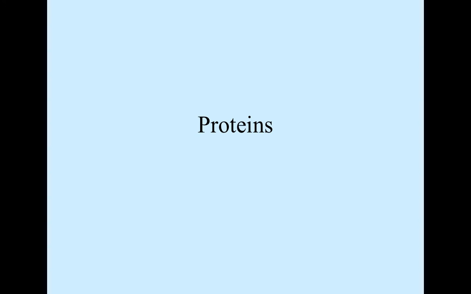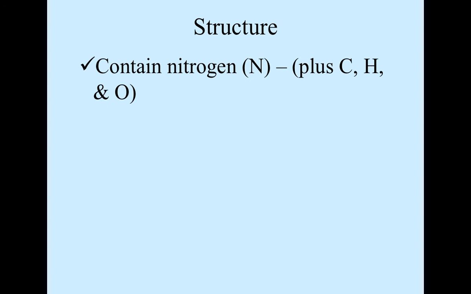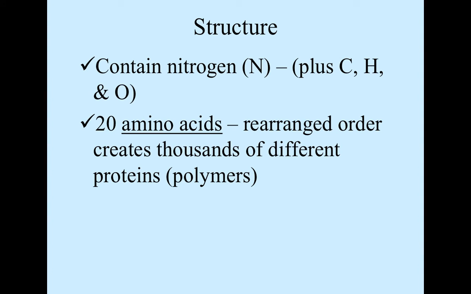Flipping over to the back side, we're going to take a look at the proteins. Proteins contain nitrogen. This is new. Again, it still has the carbon, hydrogen, and oxygen like the other 2, but when you have those 3 plus nitrogen, nitrogen's kind of the giveaway, if it's the only other element there, that you have a protein. Proteins are made of 20 amino acids, and they can be arranged in different orders to create thousands of different proteins. So the amino acids are the monomer, and the proteins are the polymers.